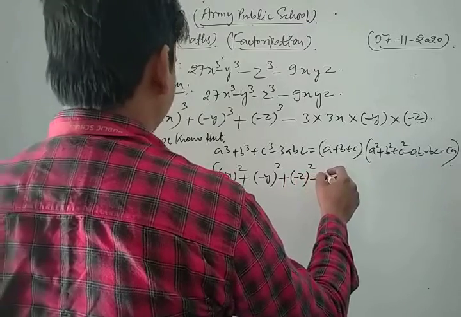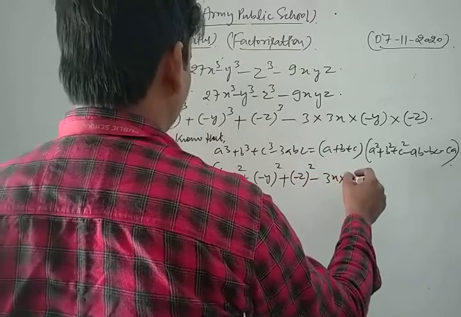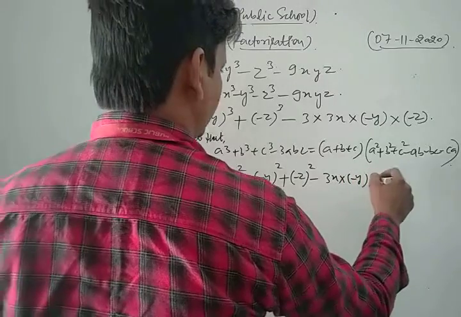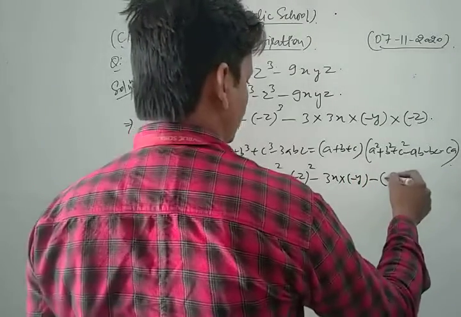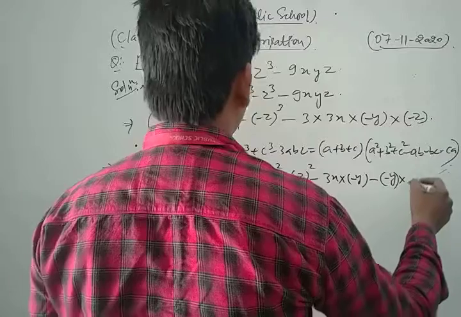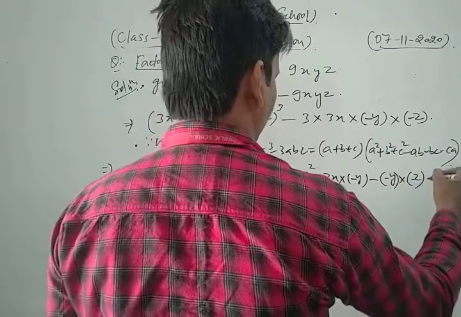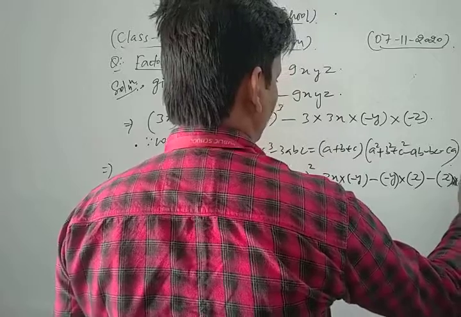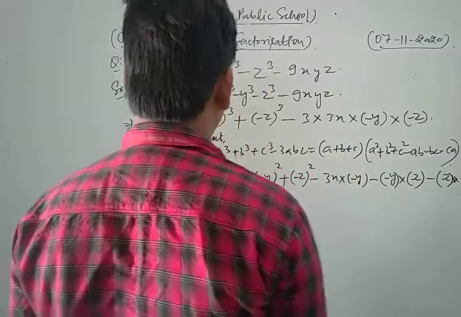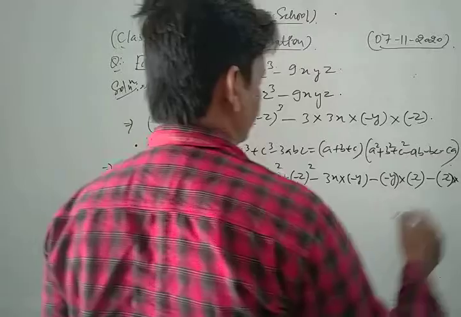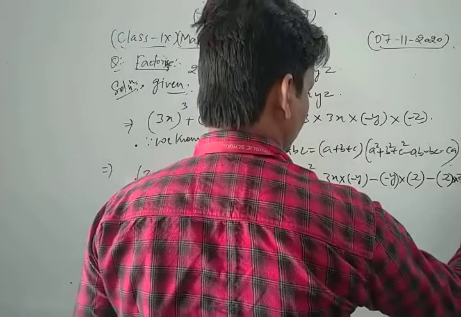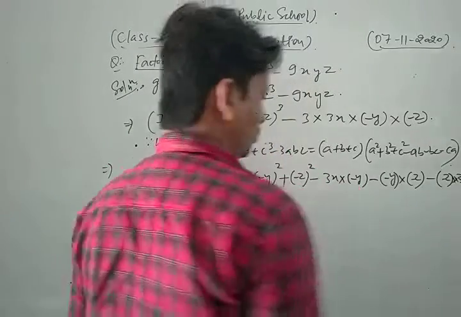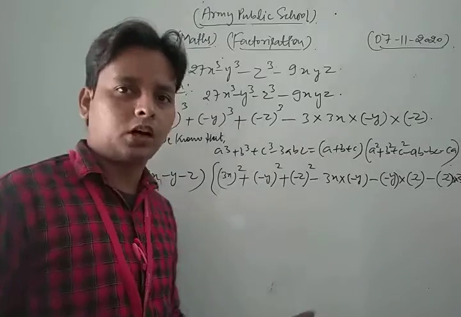Okay, minus ab. a means 3x into b means what? Minus y. Minus bc means minus y into c, which is minus z. Minus ca. c is what? Minus z into a means what? 3x. Okay, first of all we arrange it, now we simplify them.